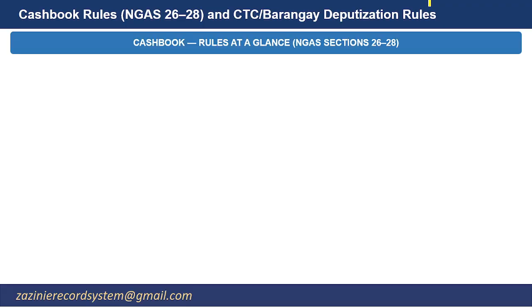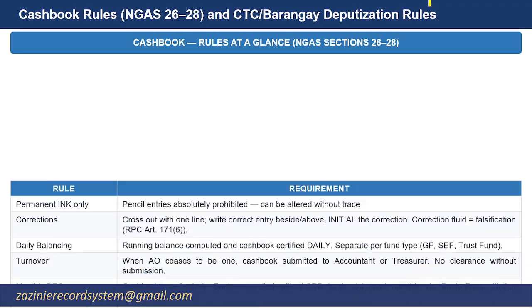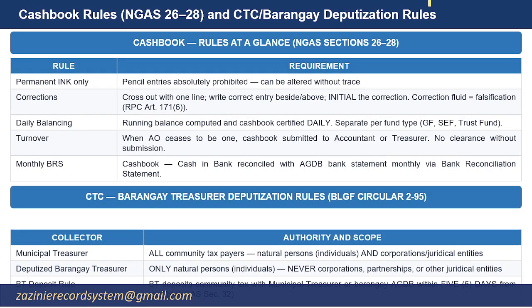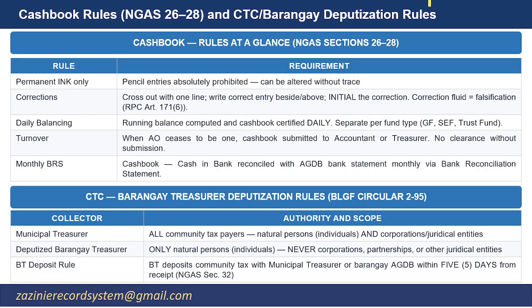Special attention on the cash book, the continuous record of every accountable officer's transactions. Every entry must be written in permanent ink. Pencil is absolutely prohibited, because it can be altered without trace. When a correction is needed, cross out the wrong entry with a single clean line, write the correct entry beside it, and initial the correction. Using correction fluid to cover an entry is not a shortcut. It is falsification, punishable under Article 171 of the Revised Penal Code.